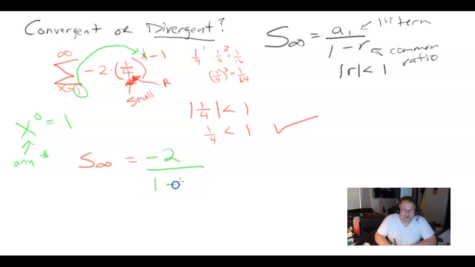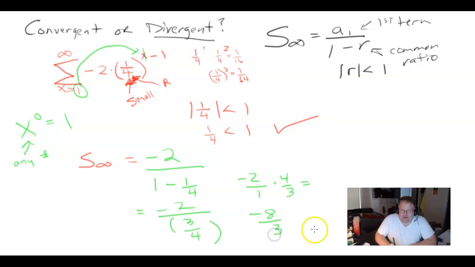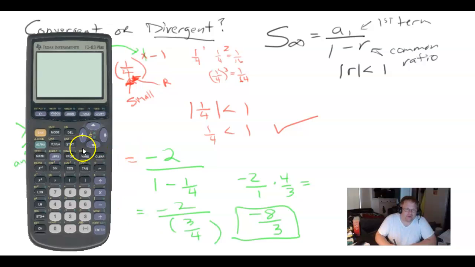Then we just do 1 minus 1/4. So -2 over 1 minus 1/4 is 3/4. And again, if you're horrible with fractions, first I would do this as -2. I would turn over 3/4 because dividing by a fraction is multiplying by its reciprocal, and I would get the answer fairly quickly. If you want to use your graphing calculator, that's perfectly fine because you will have a calculator of some sort whenever you need it.